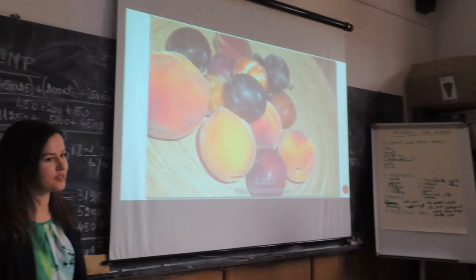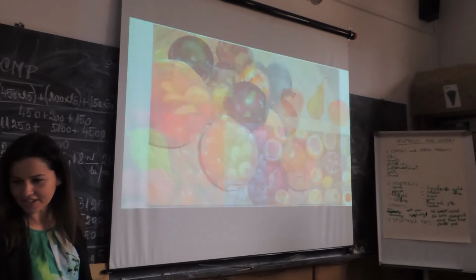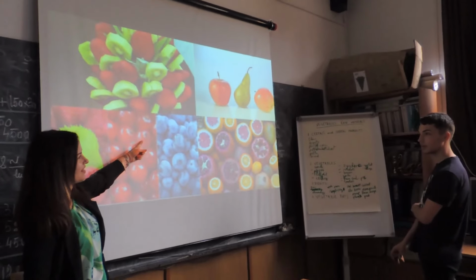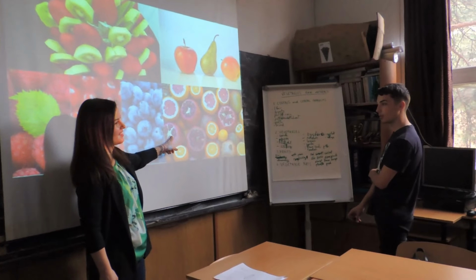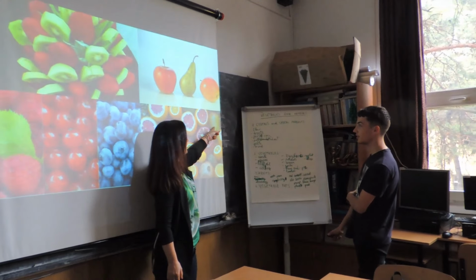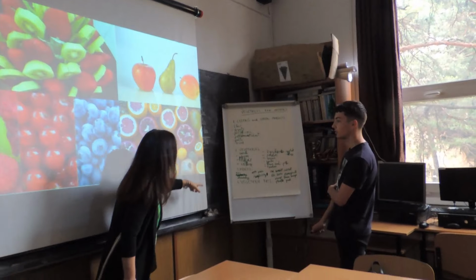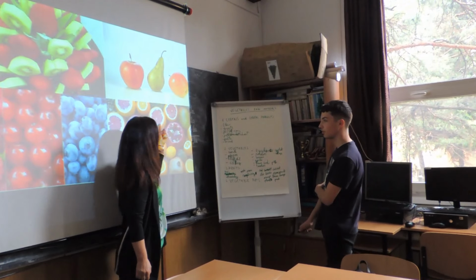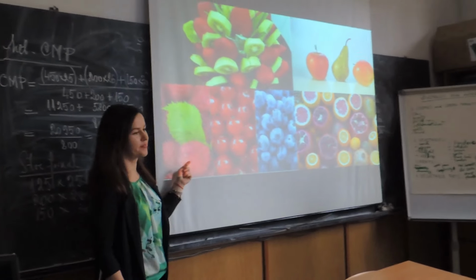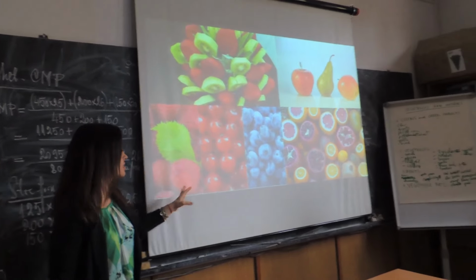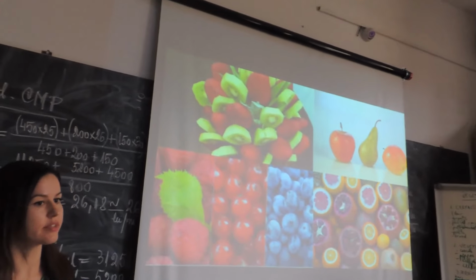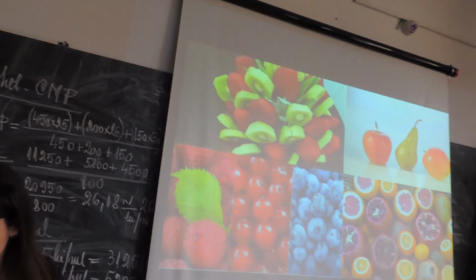Good. Now if I ask you again, do you remember the names? Yes. Okay, let's check. So, kiwi, red car, pomegranate, mango, orange. No, this is not an orange. Grapefruit. This one? Do you know other berries besides these two? Other berries? Blackberries. Okay. Good.